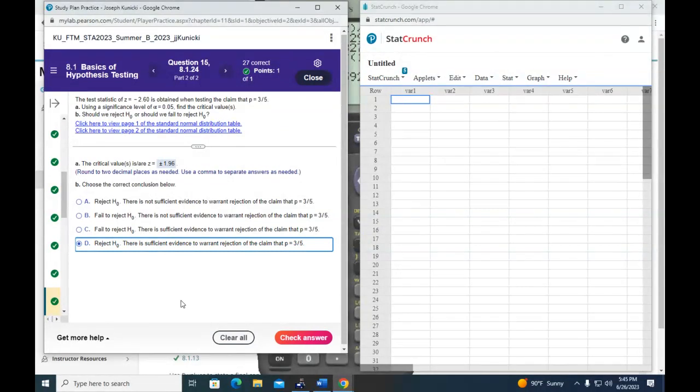See, if you get lost, there's a lot of stuff to help it out. But if you just read it, it makes sense. There's sufficient evidence. If the claim is 3/5 and we're in the tail, then we can't accept the claim. We can't accept the null. We have to reject it. So if we're rejecting it, then we have to reject the claim. Make sense?